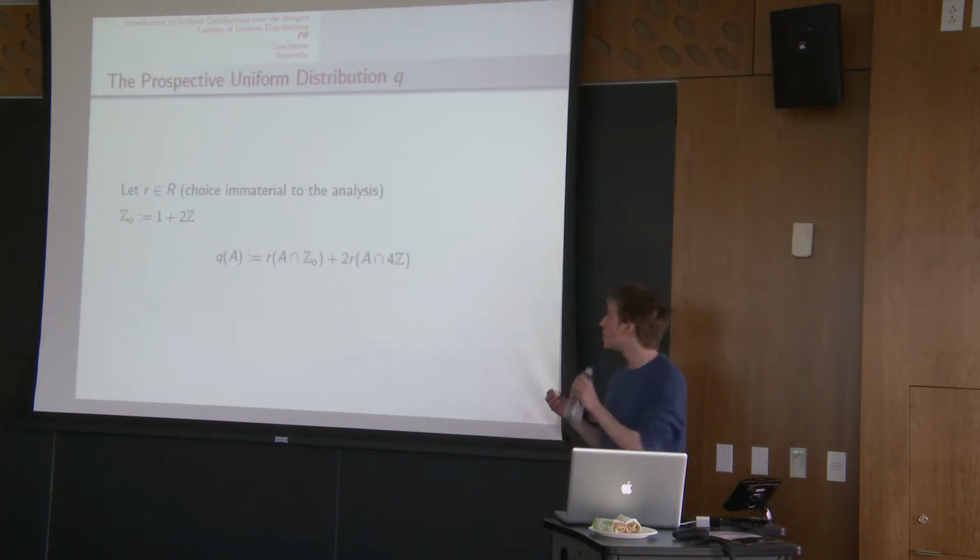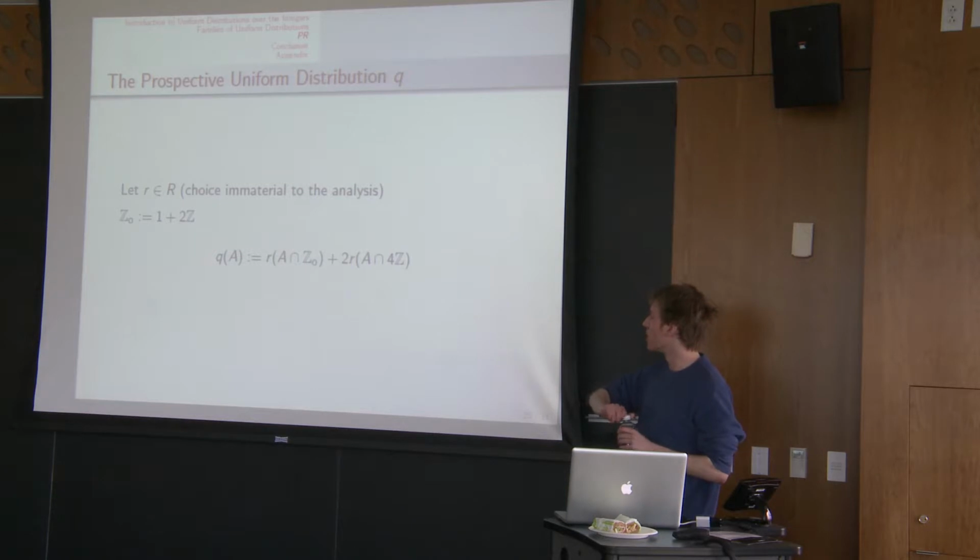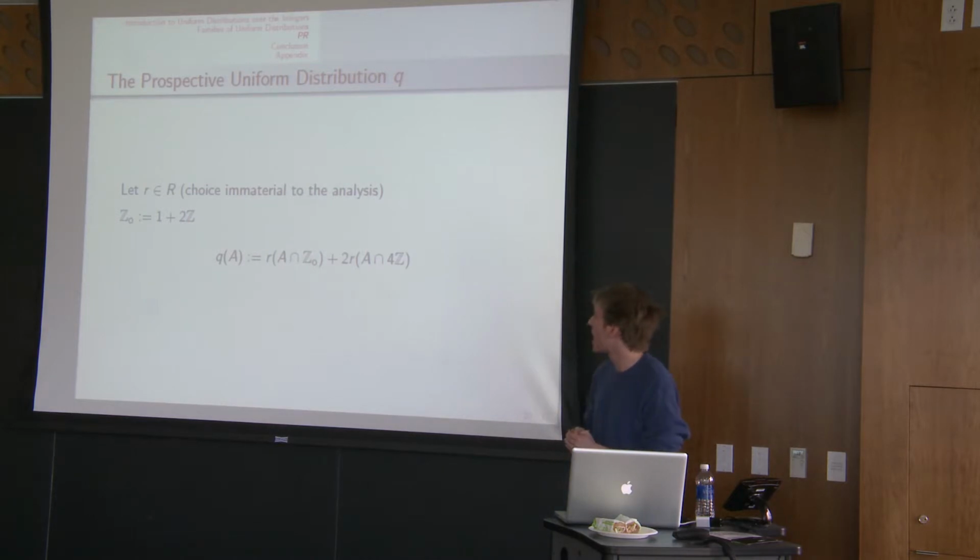So let's define this Q. We're going to define it in terms of an element from the residue class family, little r. We know this residue class family is not empty, so we can find a little r, and the choice is immaterial to the analysis, so just choose any one. Then I denote the odds by ZO. And now we're going to define the probability of an event A under Q as the probability of the event intersected with the odds under r, plus 2 times the probability of the event intersected with the multiples of 4 under r.